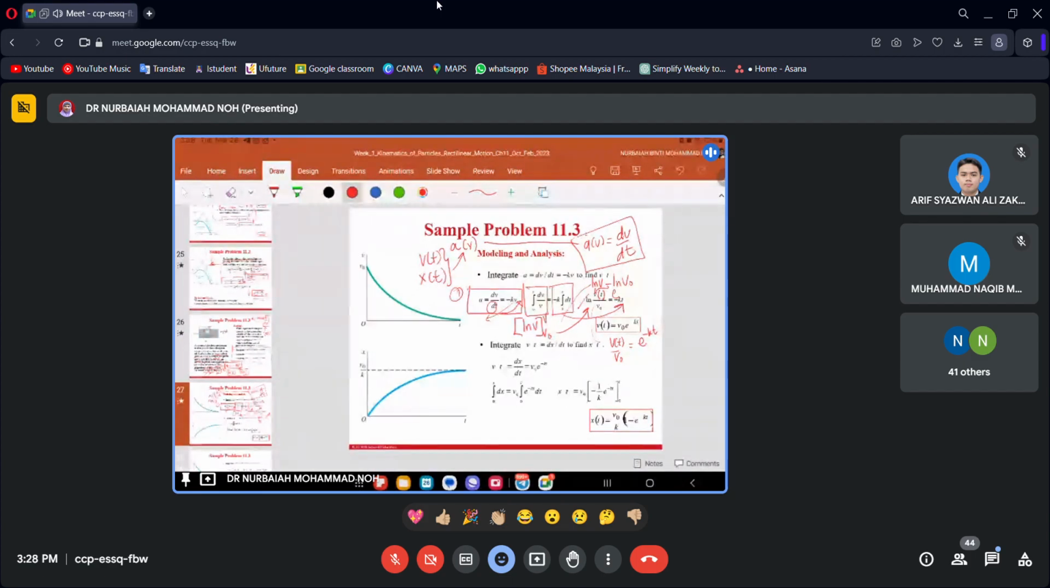And again, since we want to have V as a function of T only, we bring V naught to the right hand side. So we have this one. So this is the function of V in terms of T when we are given A as a function of V. And then the question asks you to get the xt function, x at T. Ini xt function.